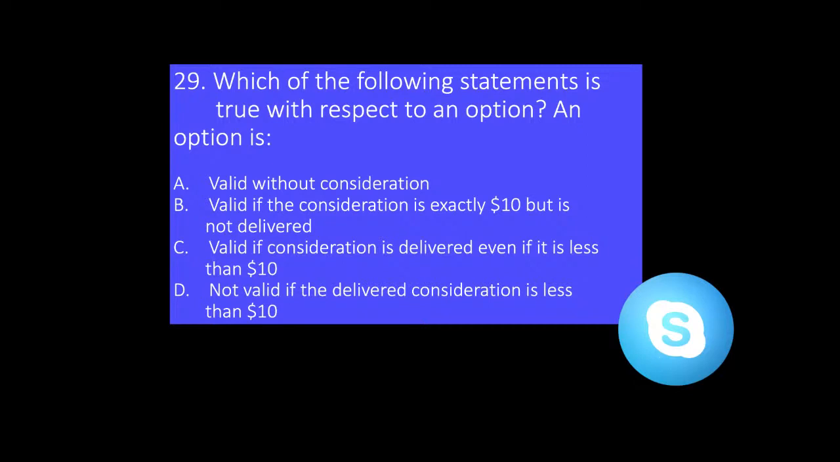Now what if I tell you that an option must have consideration for it to be valid? Other than A, what else would you have eliminated? So I had to choose between BCD, right?